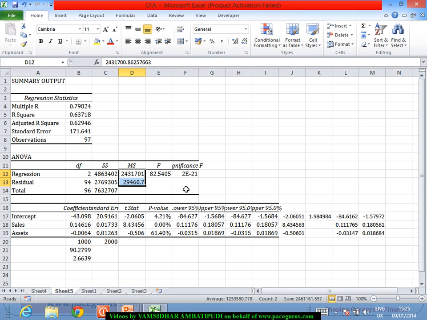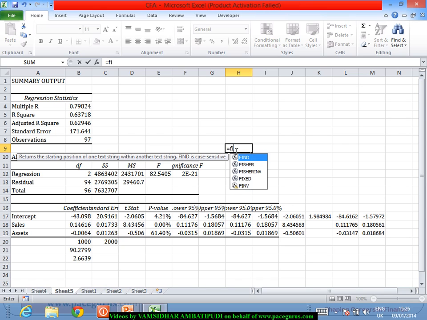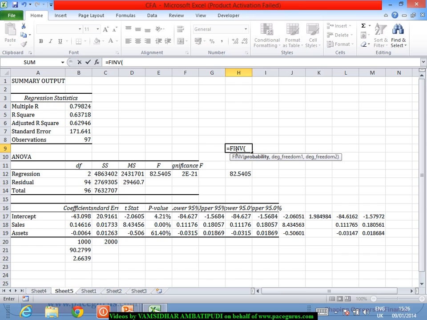Instead of variance, I look at the mean sum of squares, which is a kind of proxy to the variance. So I take this particular number divided by this particular number, giving me 82.54. That is what is coming out as F. And again from my tables, the critical value for F, if I find it using the formula F inverse in Excel, for a 5% level of significance, 2 degrees of freedom for the regression and 94 degrees of freedom for the residual, is 3.09.